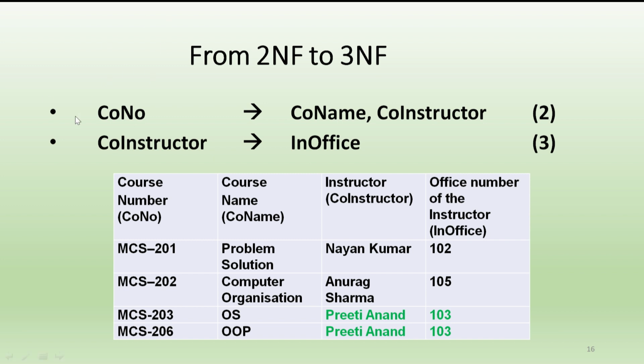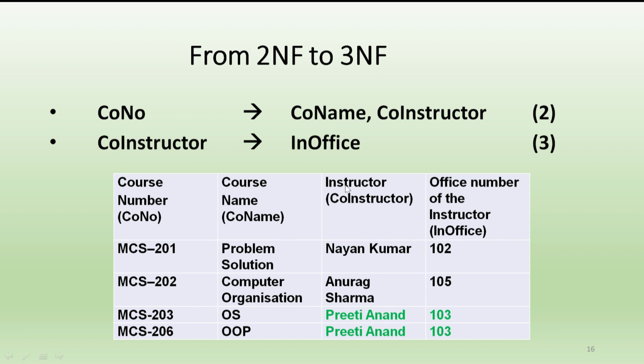Okay. So this is where we had the course number, course name, course instructor, and in office is available. Now what happens is that this teacher Preeti decides to take another course, 206. Once again you can see this green area is redundant. The redundancy is still there. So that means even though we have broken this particular table into 2NF, it is already in 2NF, yet this table has redundancy.